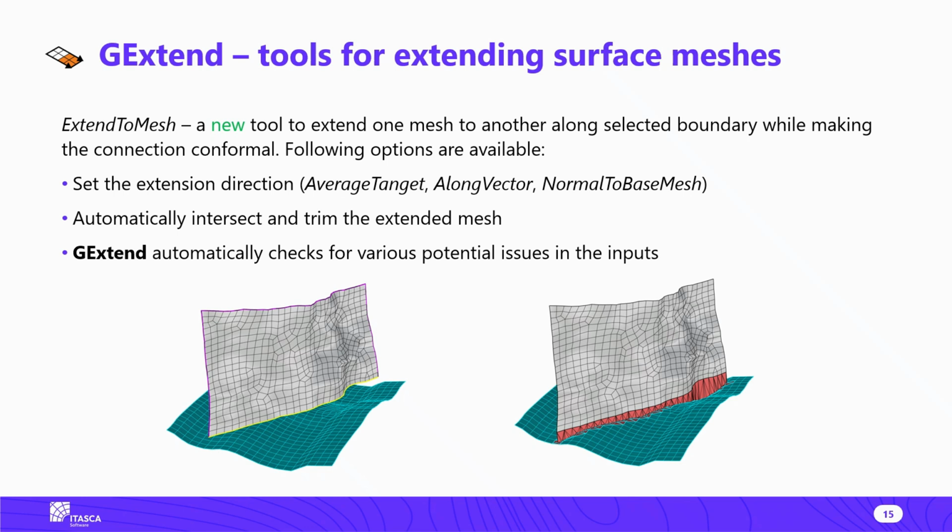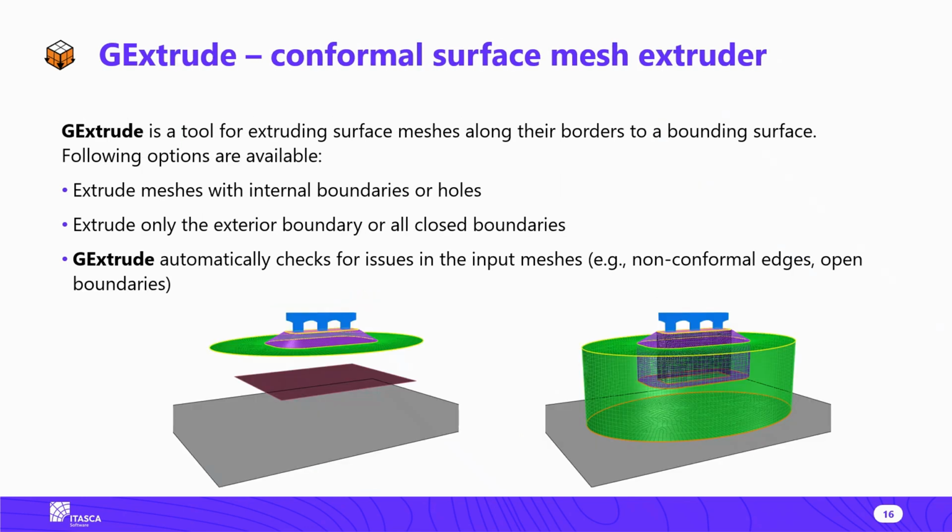The next tool I'd like to describe is GExtrude. It's a tool that provides conformal surface mesh extrusions towards, let's say, planes or other surfaces. Here's an example of how extrusion can work. And the tool is designed to quickly create model domains from the surface meshes.